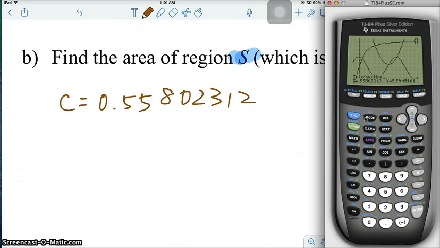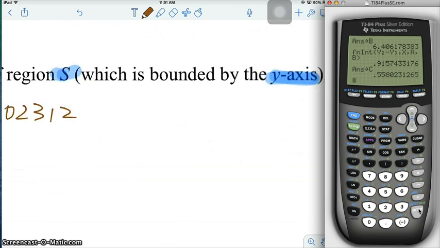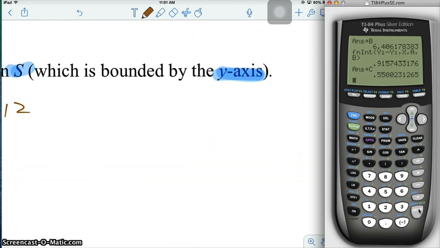Okay, let's get out and store this as the letter C, since we said it's C. Now the y-axis right here is just x equals 0. That's fairly simple, and that will be our lower limit.